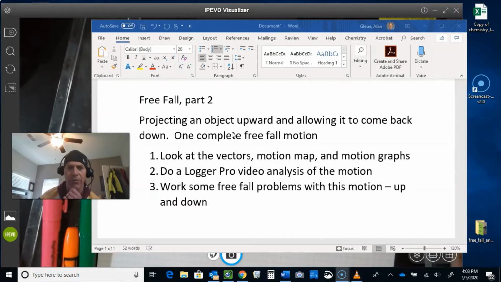I want to first look at the vectors involved, a motion map, and look at the motion graphs for this type of motion. Secondly, I'd like to then do a LoggerPro video analysis where we're looking at the graphs and some real data and some real graphs. And finally, I'd like to work a few practice problems with this type of motion, how fast, how far, etc. That's the plan.